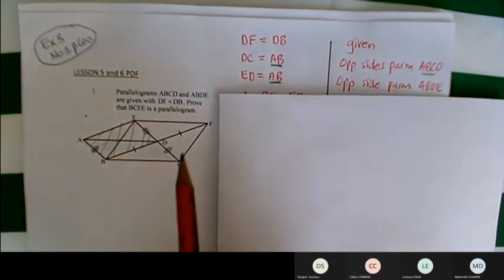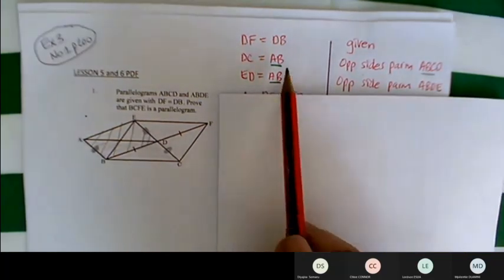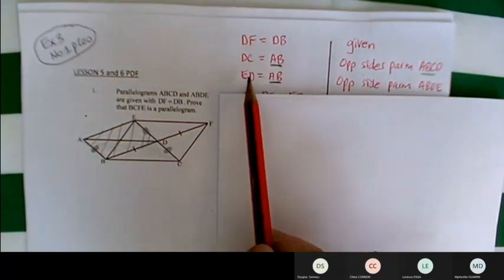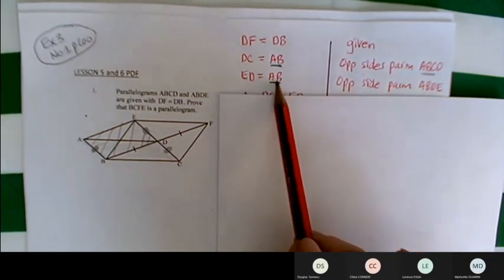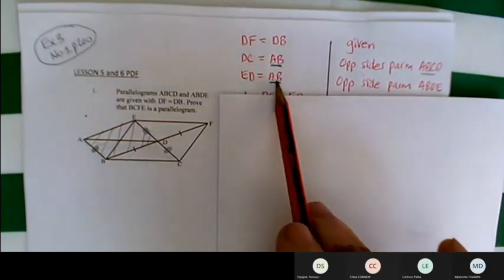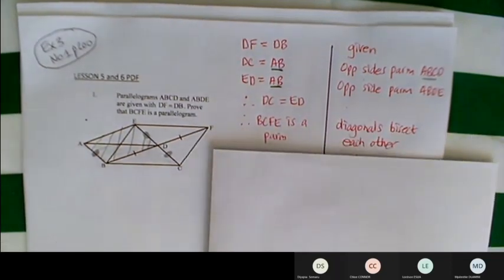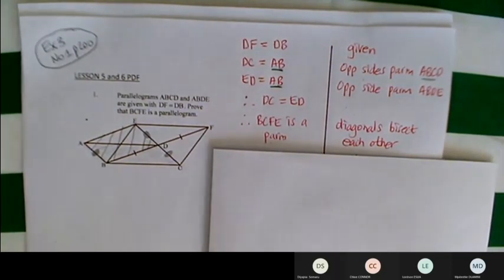Therefore, DC is equal to ED. So class, you notice, if this one equals that one, and this one equals that one, these two are the same. So if you keep writing it in such a way that you keep the AB on one side, it's easy to see that therefore DC will be equal to ED. Therefore BCFE is a parallelogram. The diagonals bisect each other is the reason. Okay, is that quite simple? Not too hard?